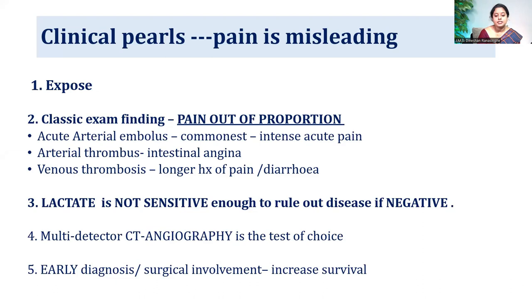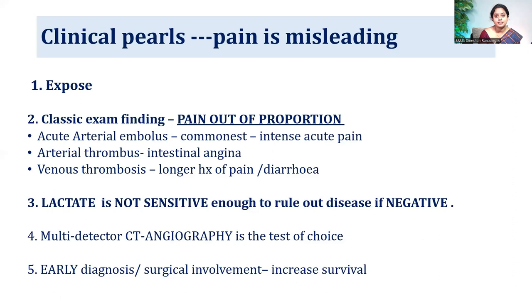Well, most of us fairly rely on the lactate level in mesenteric ischemia. So if you believe that lactate is positive, then yes, it is mesenteric ischemia. But remember, it's not so. Lactate is not a sensitive test, especially to rule out the disease. So even if it is negative, we can't say that this patient was not having mesenteric ischemia. So remember, lactate is just supportive evidence. The test of choice is CT angiography, and perhaps we may not have the resources to do this, like in our case.